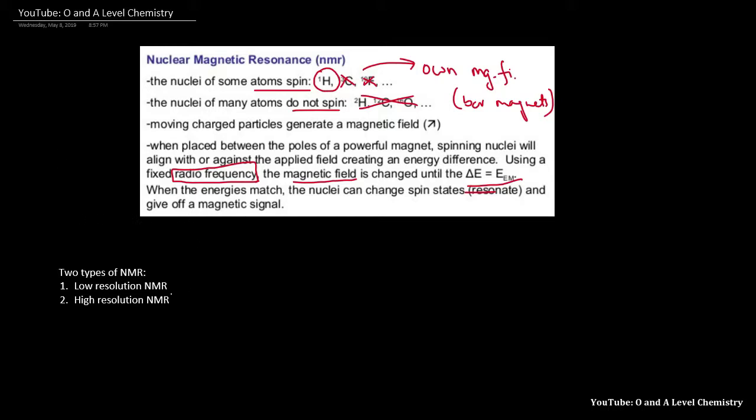There are two types of NMR, low resolution NMR and high resolution NMR. At this point, I'm going to talk about low resolution NMR. But both of these are looking at protons in the compound.